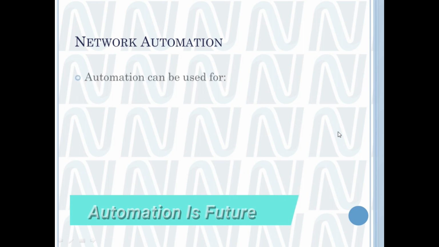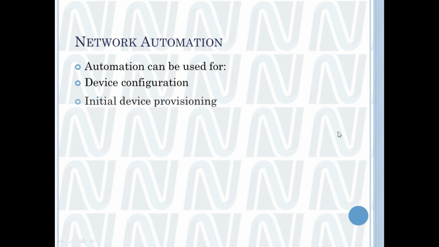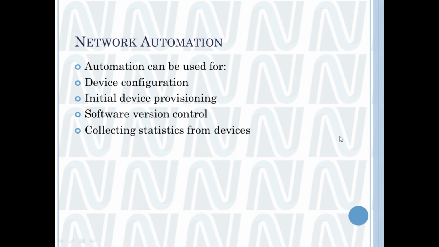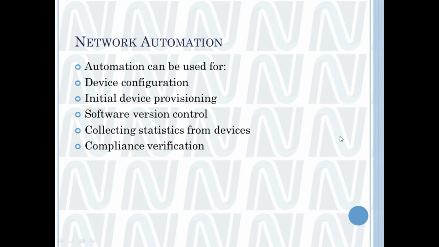Now the question is where we can use automation. This can be used for device configuration, initial device provisioning, then software version control, of course, collecting statistics from the device, and compliance verification. We can do auditing as well. If you have not checked my video on auditing, you can go to YouTube and check it. You can fetch reports and do a couple of troubleshooting tasks.